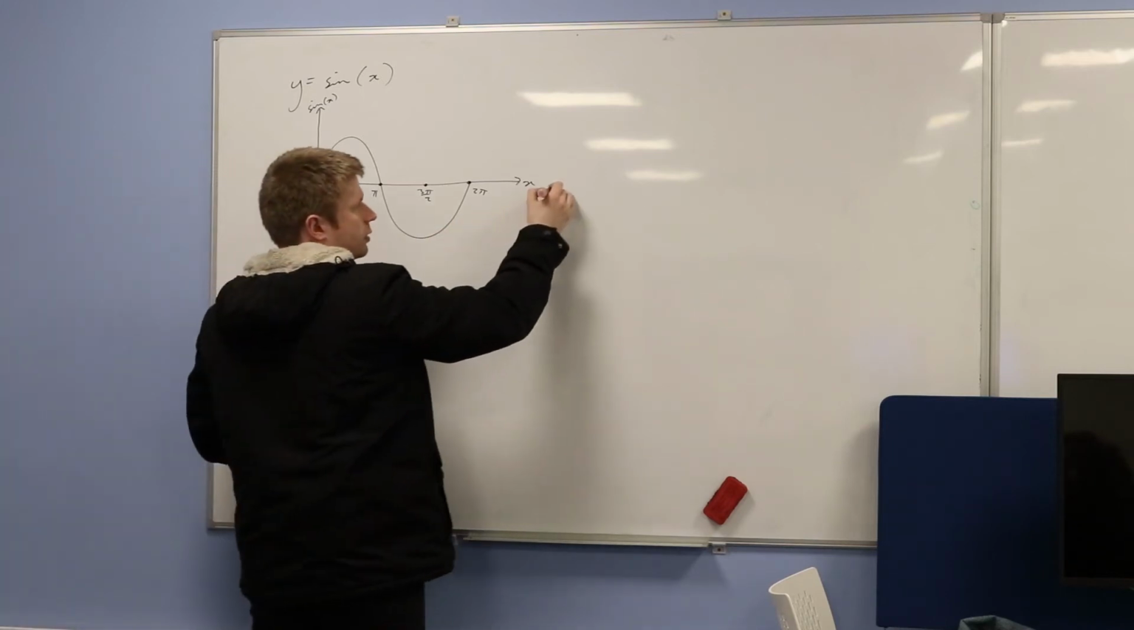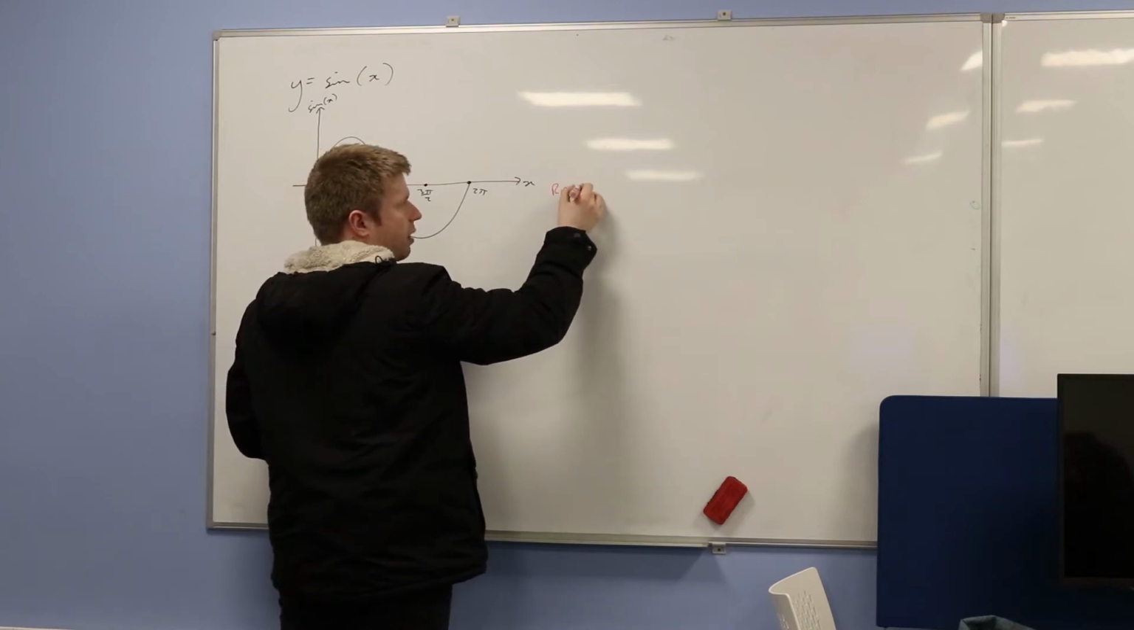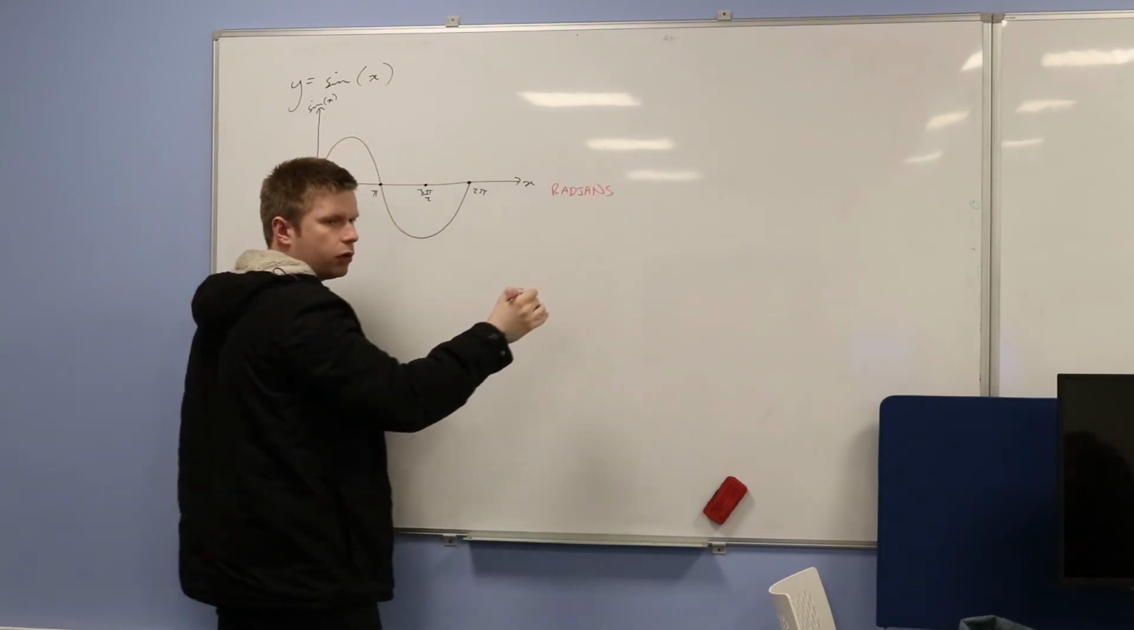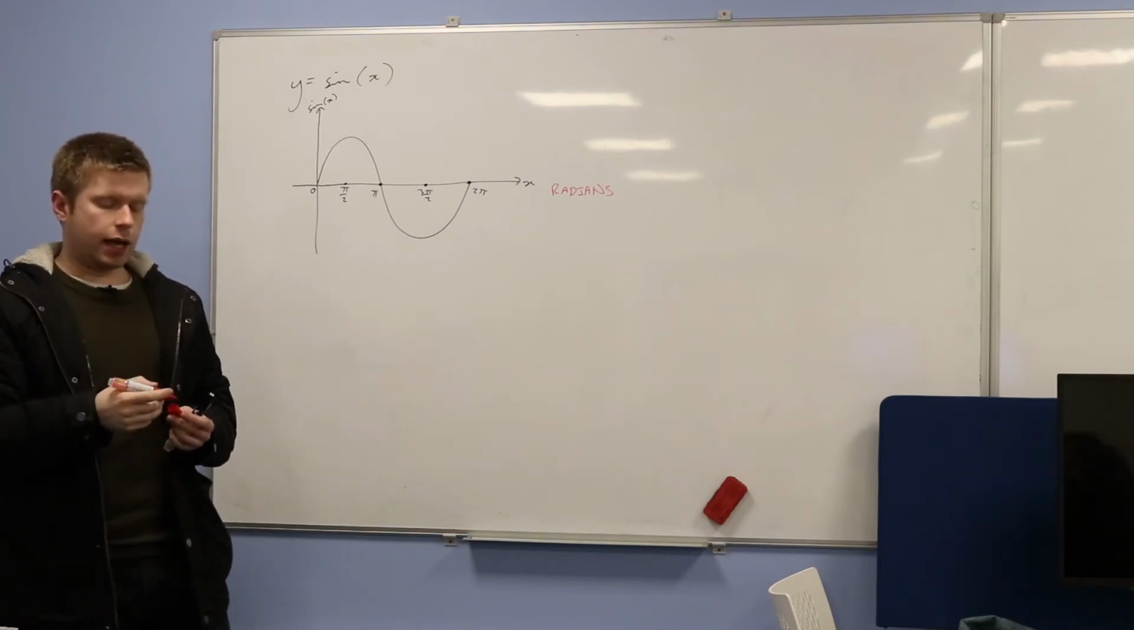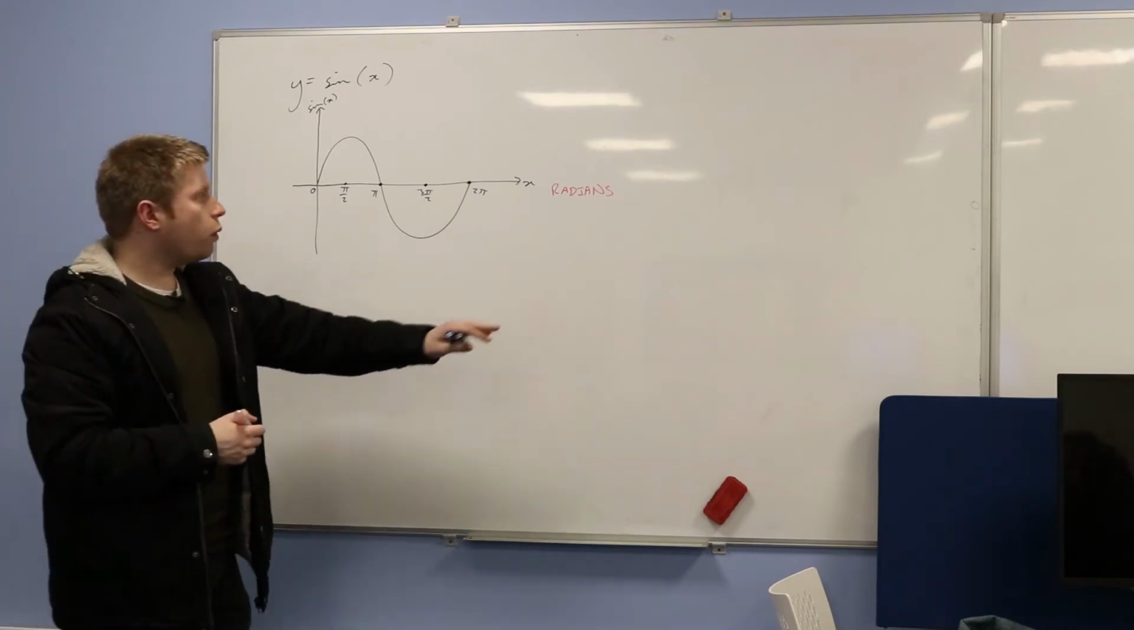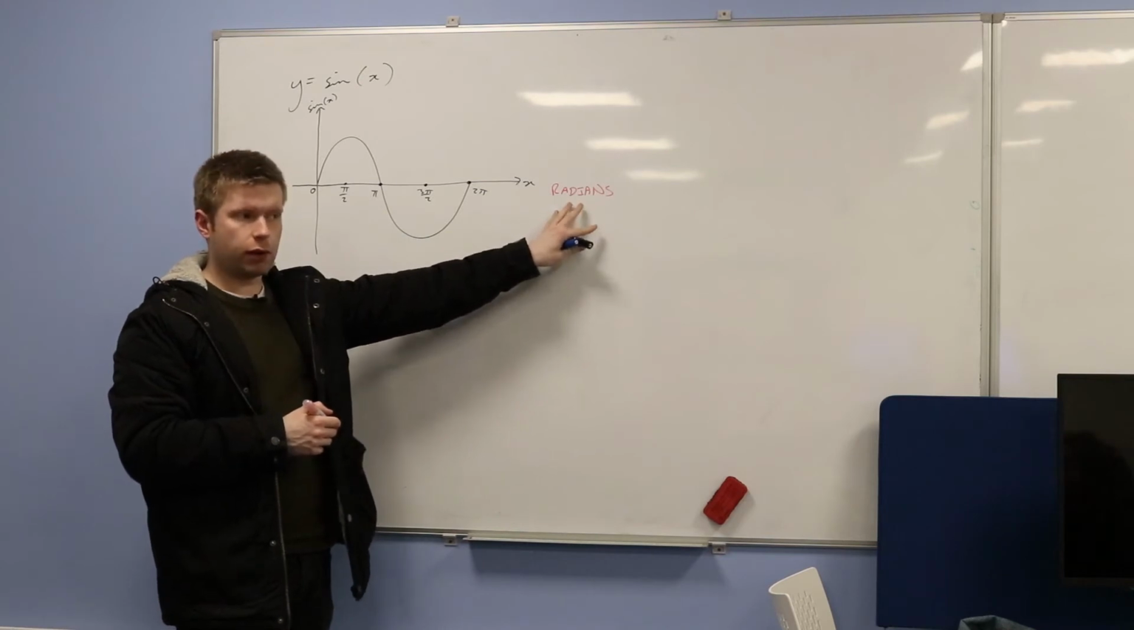I'm using radians, okay? Have people met radians before? So there's two types of angle measurements. There's degrees and there's radians. Now, in this course, we only work in radians, okay? We only work in radians.